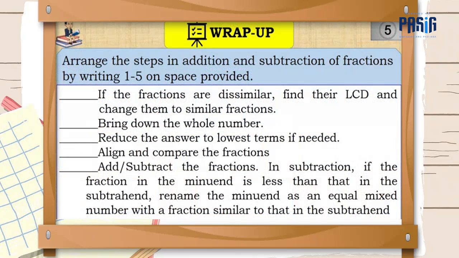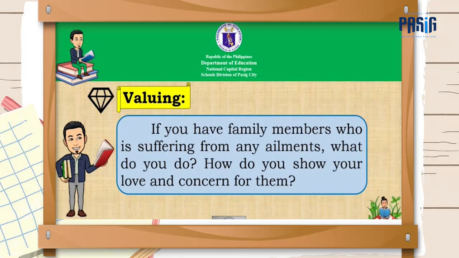Next, let's try to wrap everything we learned. Arrange the steps in addition and subtractions of fractions by writing 1 to 5 on the space provided. Time starts now. Time's up, and for the valuing, answer this question in your notebook wholeheartedly.